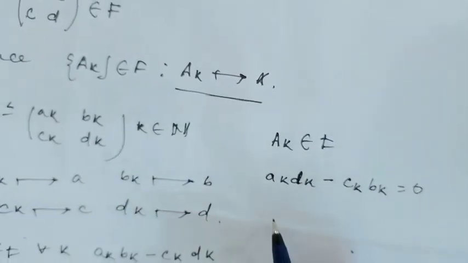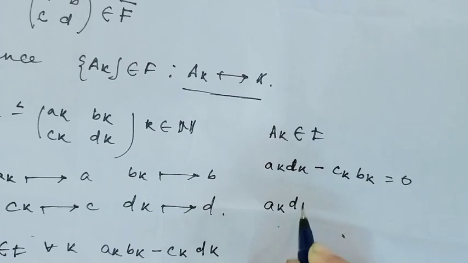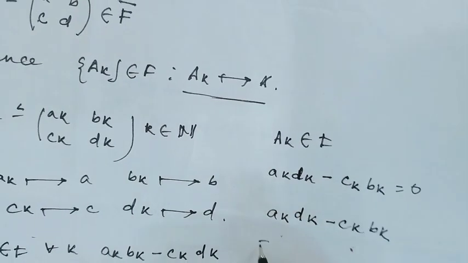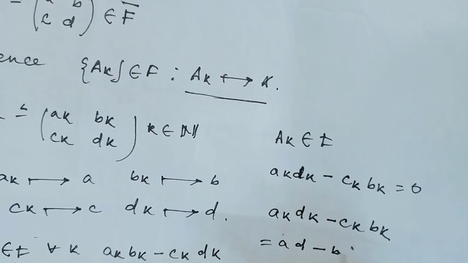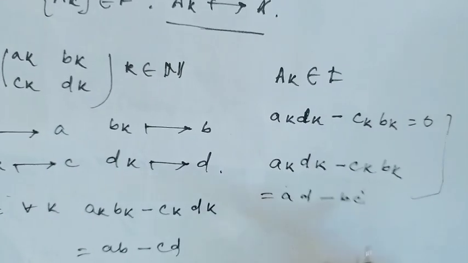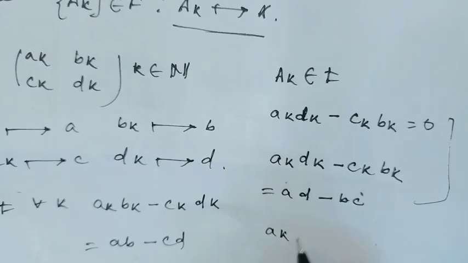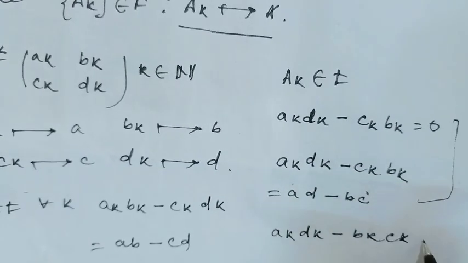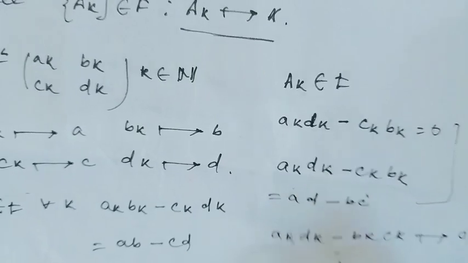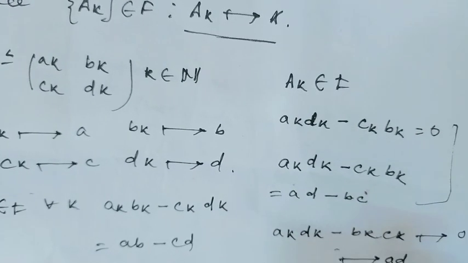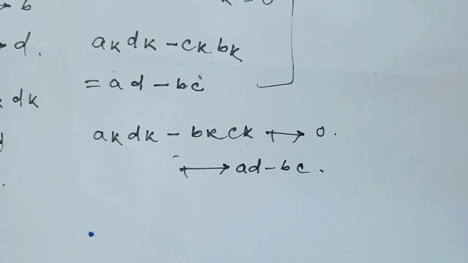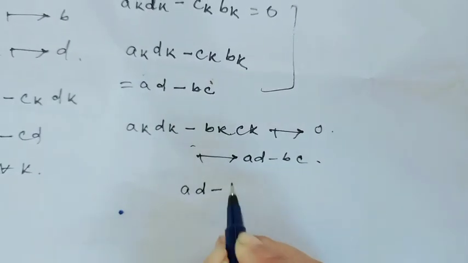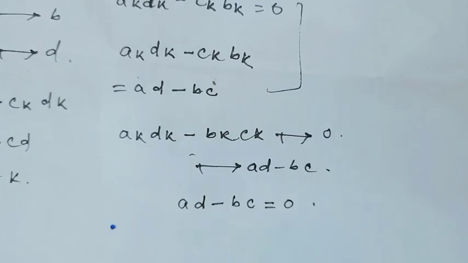And also AK DK minus CK BK means AD minus BC. These two expressions, AK DK minus BK CK, converge to 0 and converge to AD minus BC. But all of us know the limit is always unique. So actually AD minus BC equals 0.